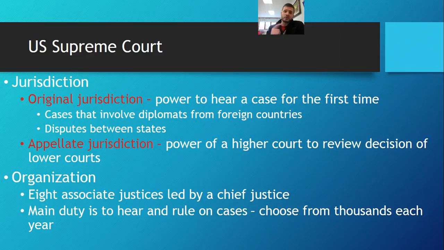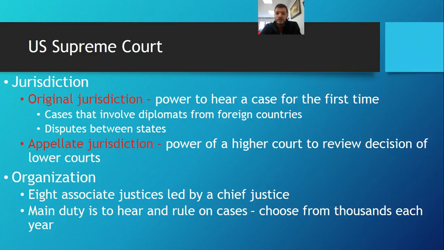So the Supreme Court has jurisdiction under two cases. First, they do have original jurisdiction in certain areas. Remember, original jurisdiction is the power to hear a case for the first time. They will hear a case for the first time if it involves diplomats from foreign countries, and the very special case of crimes that happen on the seas. But again, it's much rarer nowadays. Also, any disputes between states, the Supreme Court will hear those cases first. Again, they have original jurisdiction there.